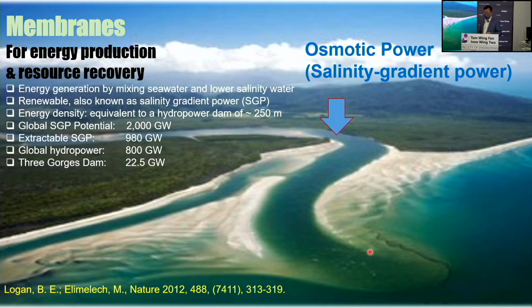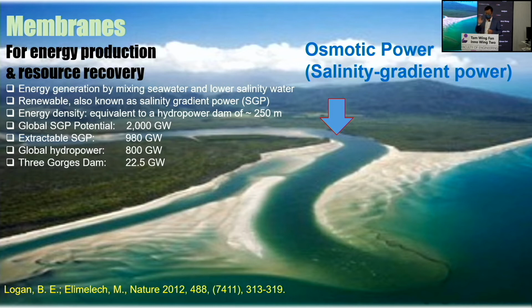Now I will switch gear a little bit. Membranes can be used not only for water production and water purification. Membranes can also be used to generate energy, for power production. So in this example, you see a river flowing into a sea. Between these two types of water, there exists a huge difference in salinity. And this salinity will translate into a chemical potential energy.